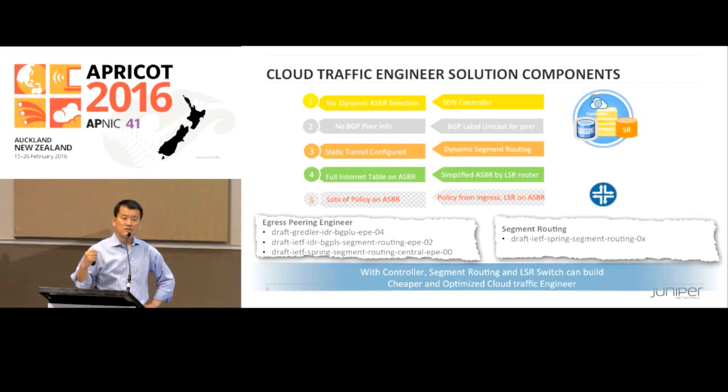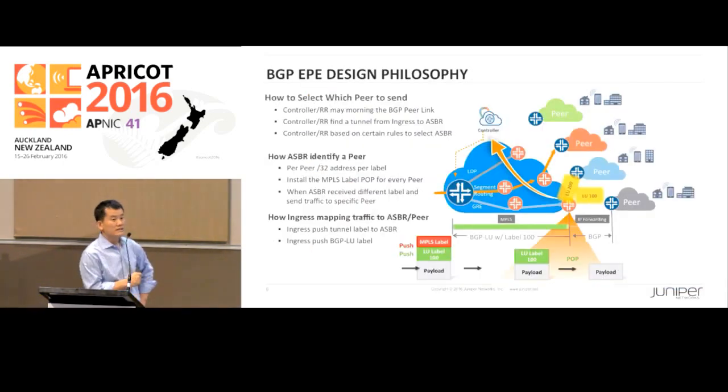Then, of course, this method can leverage segment routing as an infrastructure, but it can also leverage any tunnel mechanism, like a VXLAN, or any other tunnel as well. So the design philosophy for this BGP egress traffic engineering is quite simple, because at the end of the day, you just want to redirect the traffic to a different peer, a different link. So the matter is, how do you recognize which peer, which link, by this ASBR router?